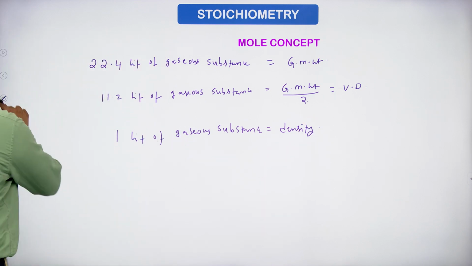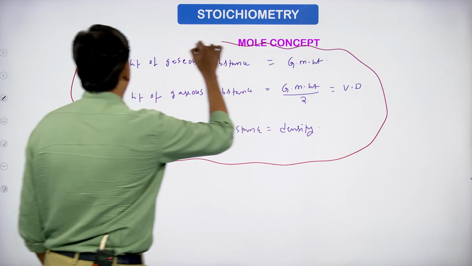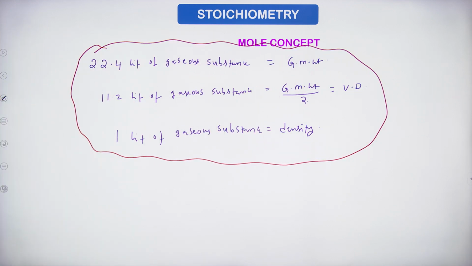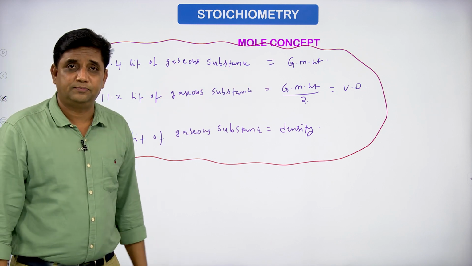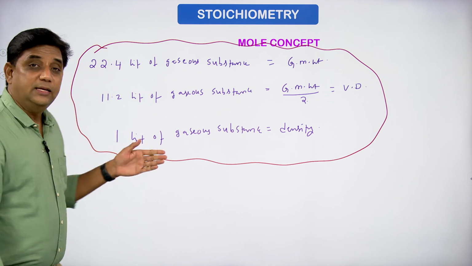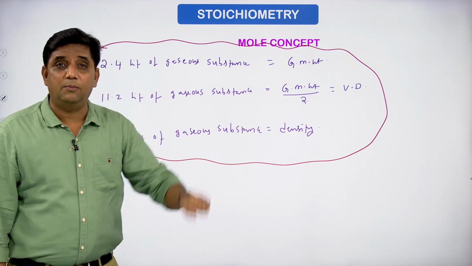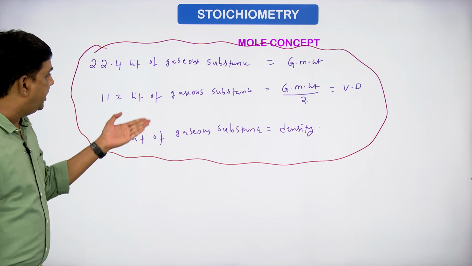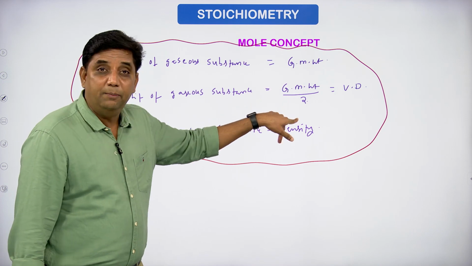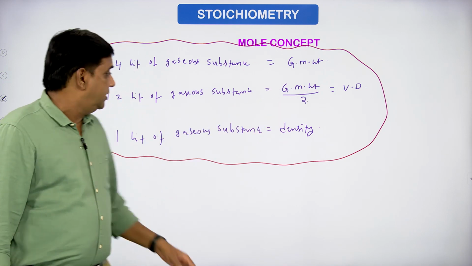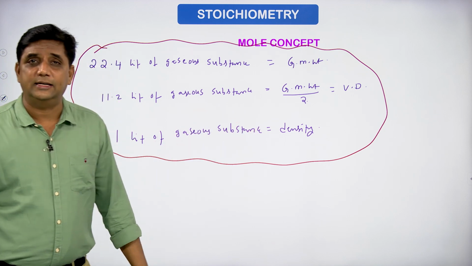This is a very, very important point, students. These are all the basic points. 22.4 liters of gaseous molecular substance mass is gram molecular weight. Then 11.2 liters of gaseous molecular substance would be gram molecular weight by 2, that is nothing but the vapor density. And if you take the mass of 1 liter of the gaseous substance, that would be density.